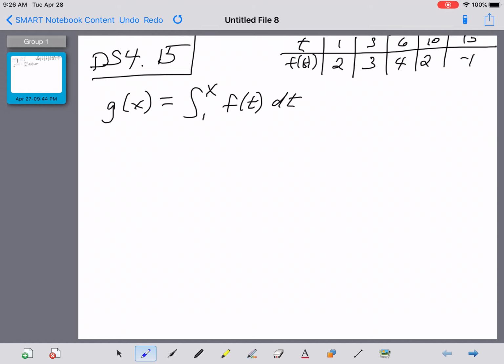Okay guys, DNS exam 4, problem number 15. I saw this question posted yesterday. I swear to you guys, I did this, I worked it out, and then after I did it, I realized my microphone turned off and there was no sound. So we're going to try it again right here.